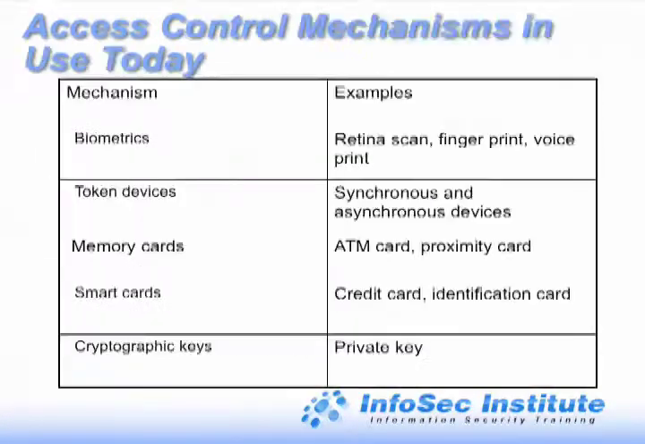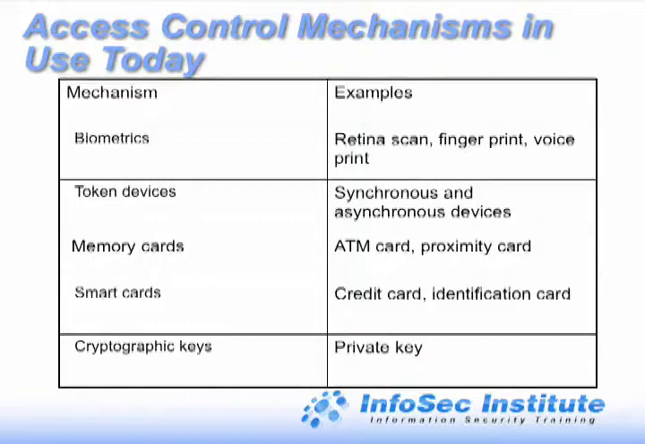Okay, now the access control mechanisms in use today. You have your biometrics: retina scans, fingerprint, and voice print. Again, one of the failures of voice print is if the person has a bad cold, laryngitis, things like that, it's going to alter it. I guess also if they're on speed.